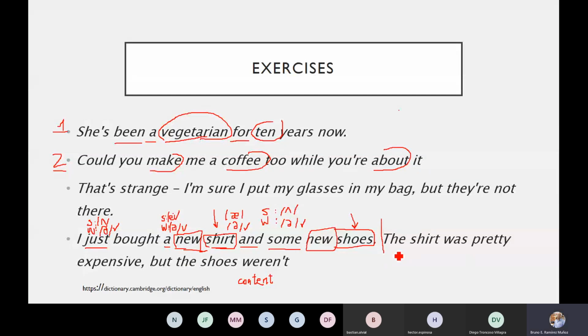in the same line, the shirt was pretty expensive, but the shoes weren't. The shirt was pretty expensive, but the shoes weren't. Let's focus on the content words. Which are the content words in this sentence? Pretty expensive. These two are content words. Any other content word that you can identify?